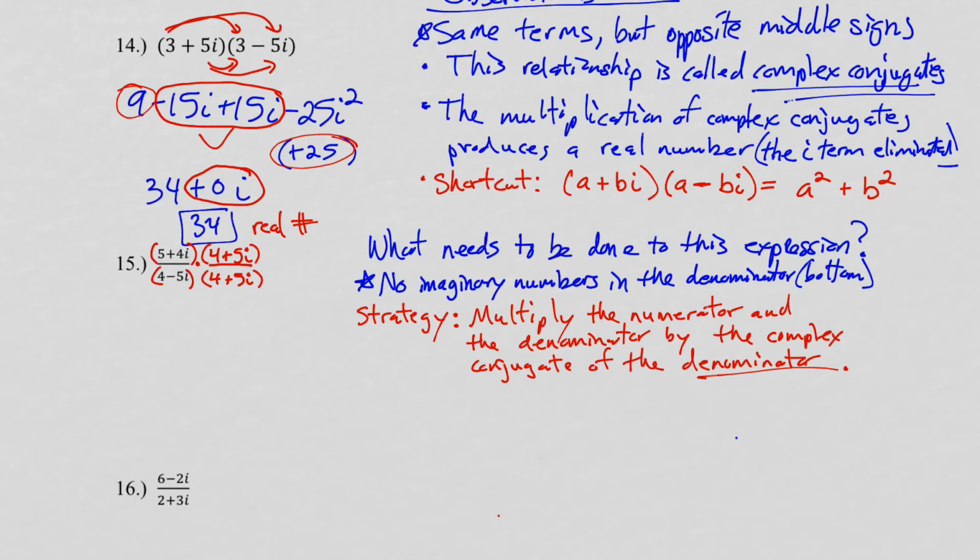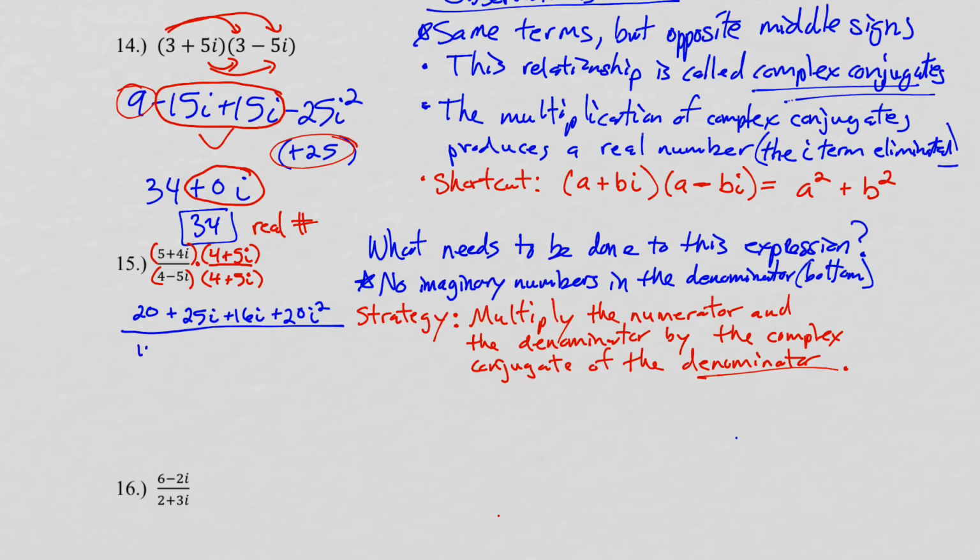And so we have now 5 times 4 is 20. 5 times 5i is 25i. 4i times 4 is 16i. And 4i times 5i is 20i squared. That's all the numerator. So that's kind of a lot of work to do there. That is basically the cost of the great thing that's going to happen in the bottom. So we'll see what happens here.